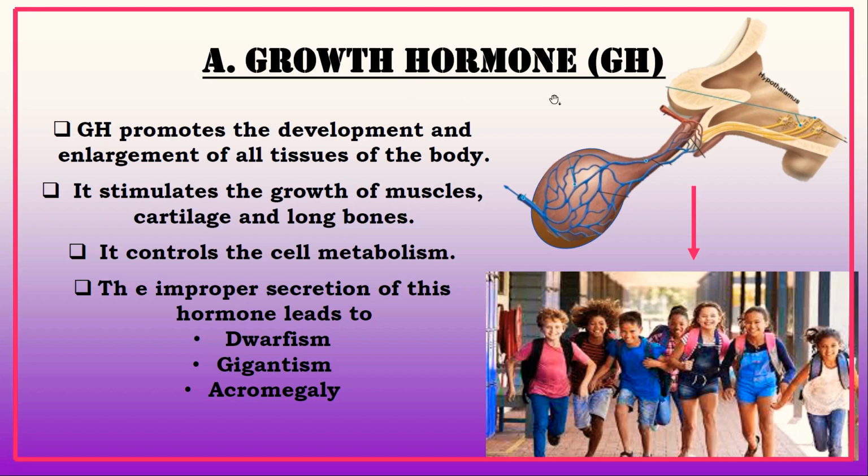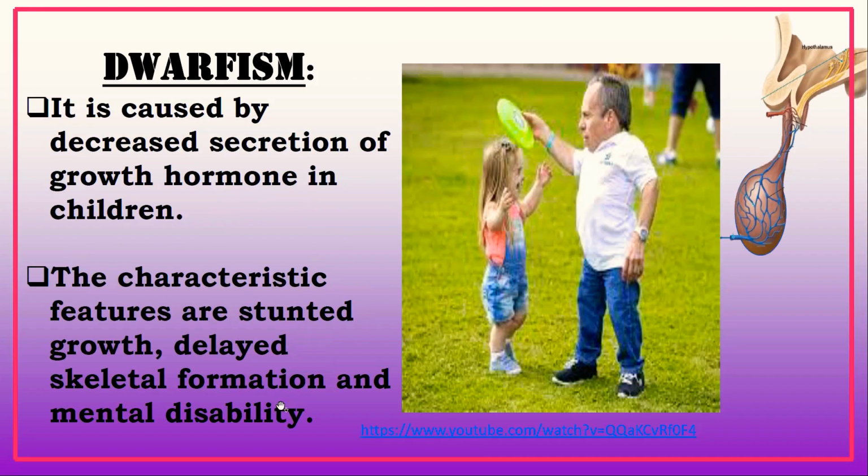First one is called growth hormone. Growth hormone promotes the development and enlargement of all the tissues of the body, so it contributes to the growth of the body. It stimulates the growth of the muscles, cartilage and long bones also, and so it controls the cell metabolism. The improper secretion of this hormone leads to dwarfism when there is less secretion, gigantism when there is more secretion, and acromegaly, more secretion only in the adult.